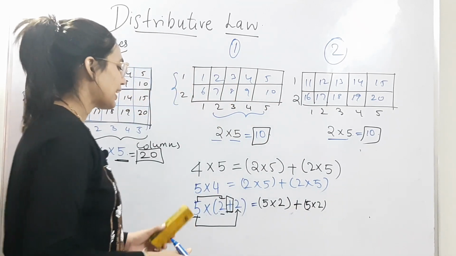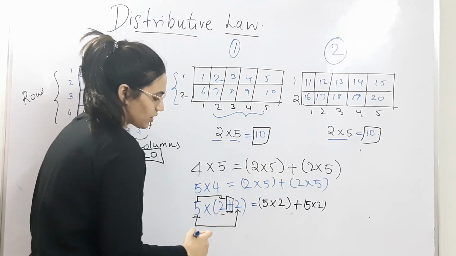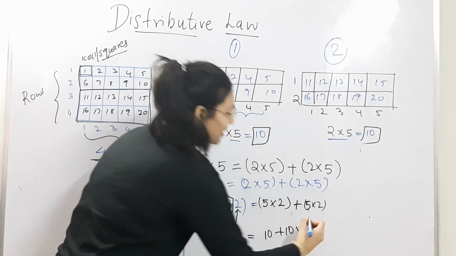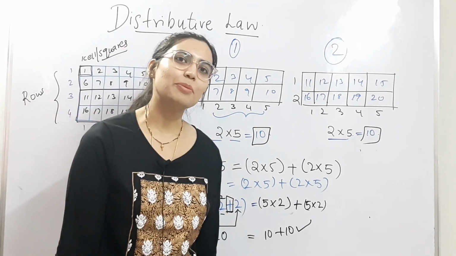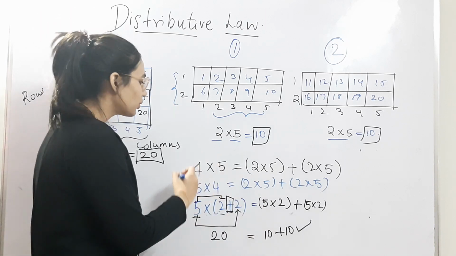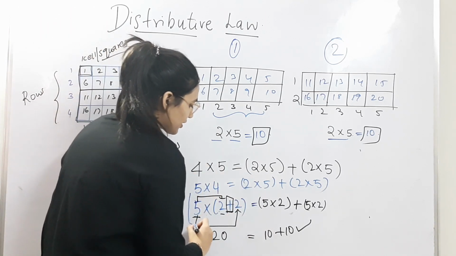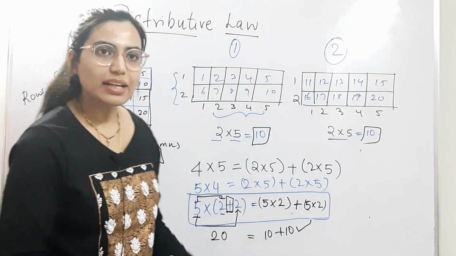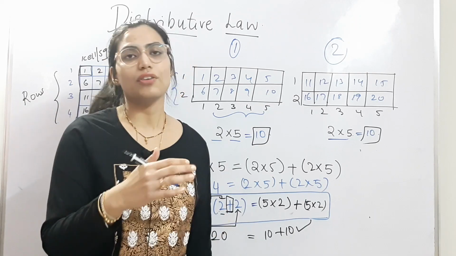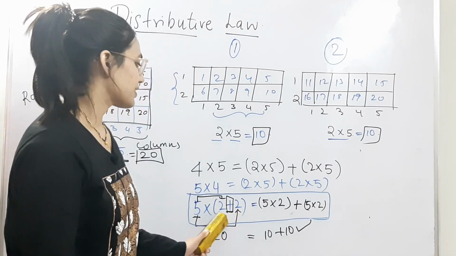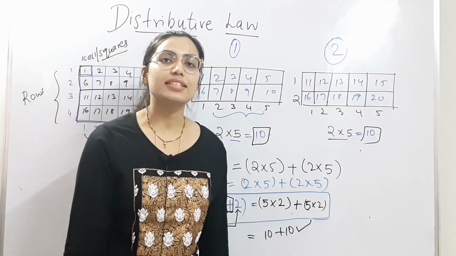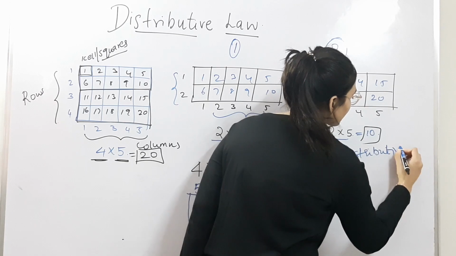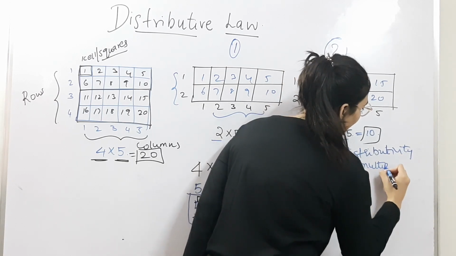Okay, so can we say that this result 5 into (2 plus 2) is nothing but 5 into 4, that is 20, is equal to 5 into 2, 10, plus 10? Yes, because 20 is equal to 10 plus 10. That means, in short, we can conclude that the total that we get after distributing the multiplication over addition is equal to the one that we get before or without distributing. That means this result is equal to this result. This is called the distributivity of multiplication over addition. Okay.